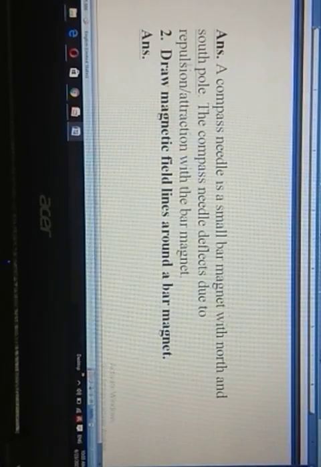A compass needle is a small bar magnet with a north and south pole. The compass needle deflects due to repulsion or attraction with a bar magnet. Next, draw the magnetic field lines around the bar magnet. You have to draw a bar magnet showing the two poles, north pole and south pole. You have to show the lines which emerge from the north and merge into the south. Again, they will be parallel to the north-south axis at the middle of the bar magnet. Likewise, you have to draw the magnetic field lines around a bar magnet.